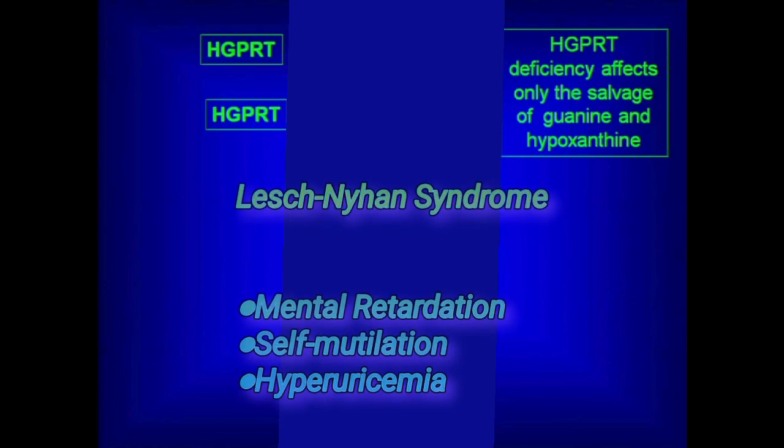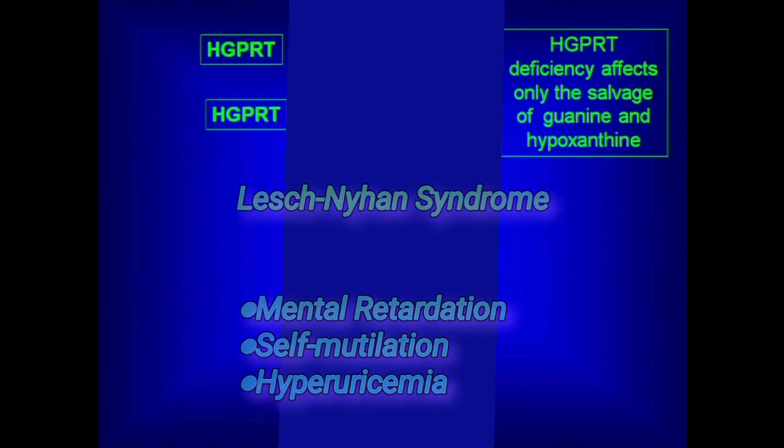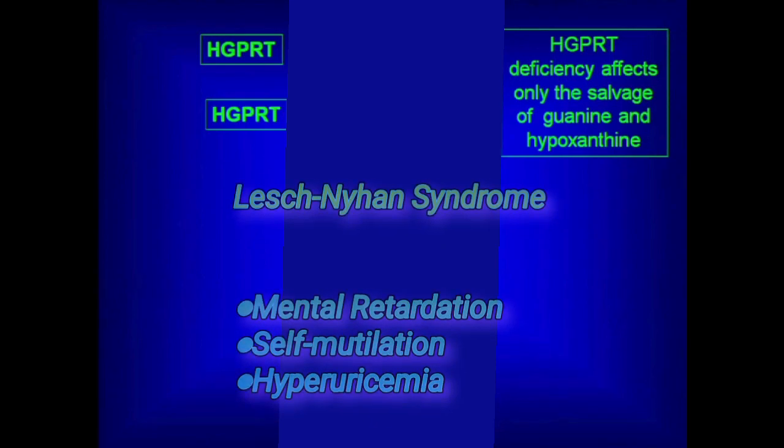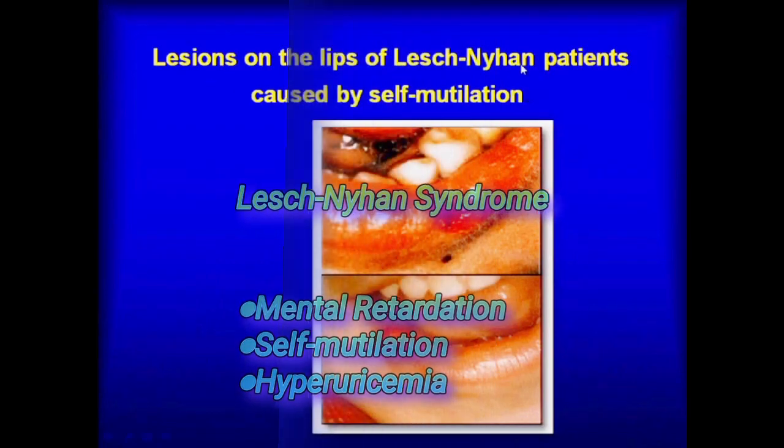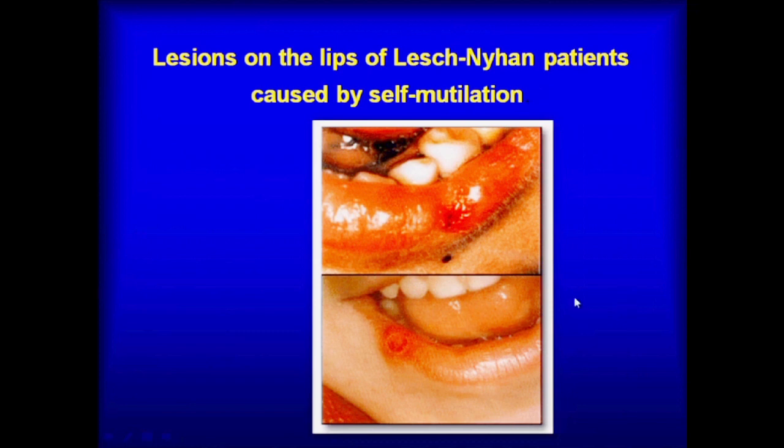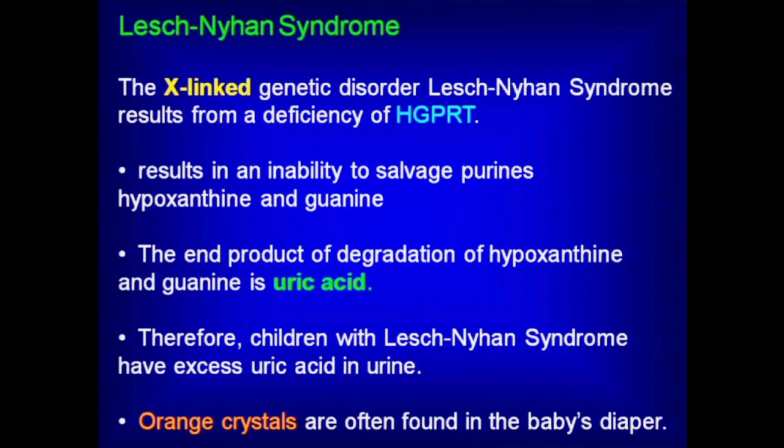These manifestations happen pretty early on in these children. You have self-mutilation: once they are teething and have some teeth, they start biting their fingers, their toes, their lips. Self-mutilation is one manifestation, and the other is mental retardation and hyperuricemia.